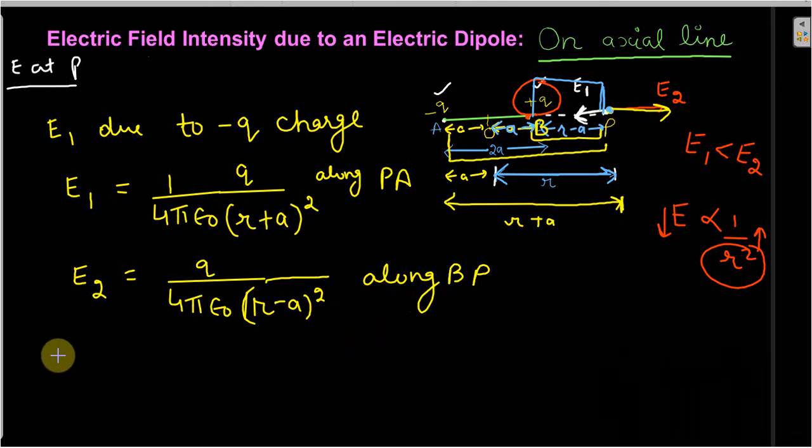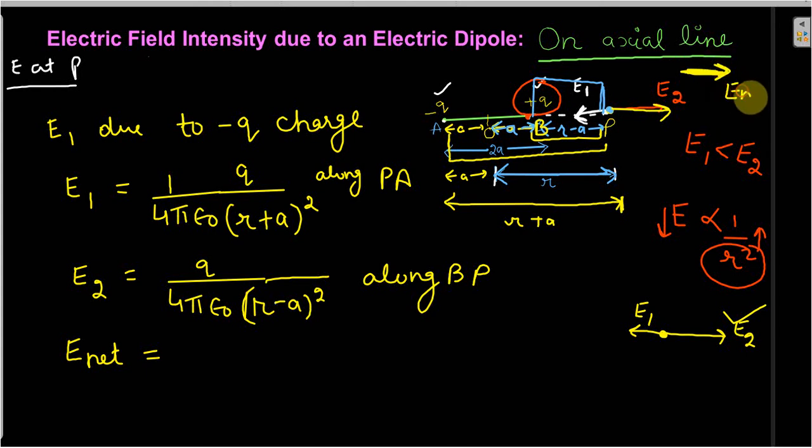Now we have to find the net field. How will you find the net field? We have two arrows. E2 is this side, that is the larger one, and E1 is this side. Both are in opposite directions, but we know E2 is greater. So the net field will be toward this side, E net. E2 is greater, so we will subtract E2 minus E1. Now substitute the values and we will find the electric field.